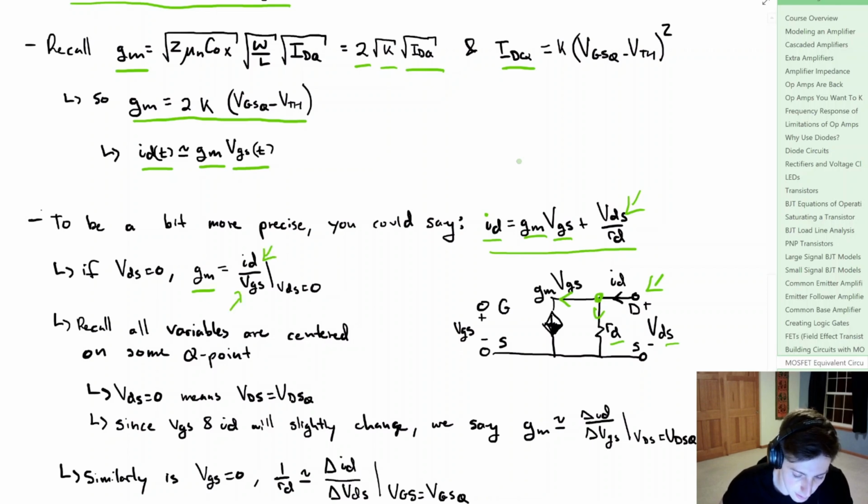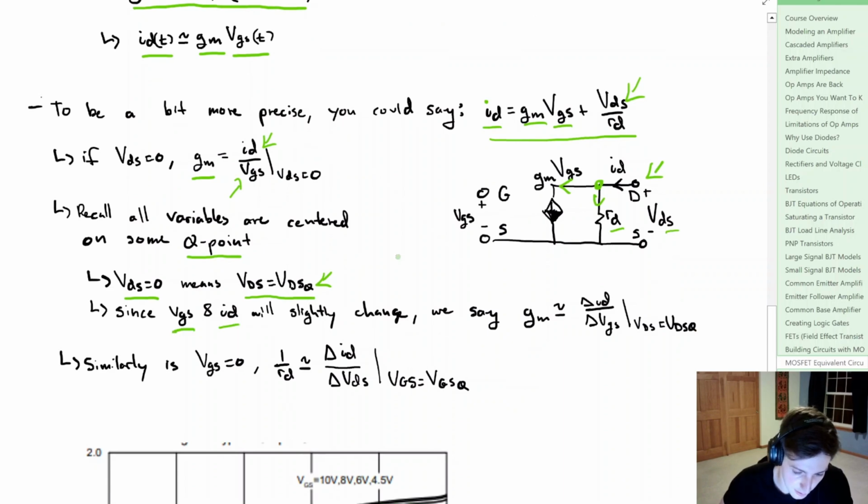Now recall that all of the variables in the lowercase are centered about some Q point. So if we say that the lowercase v_ds is equal to 0, it's really saying that for the whole system, we are at the Q point of v_ds. Now since we know that the gate to source voltage will change a little bit and it will change the drain current just slightly, we can say that the transconductance is approximately equal to that small change in the drain current divided by that small change in the gate to source voltage, and this is all at the Q point for v_ds.